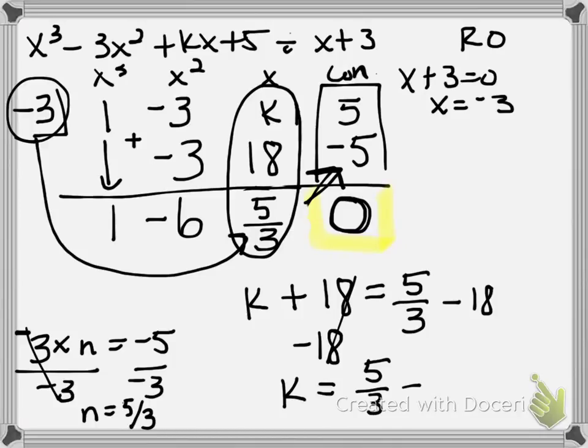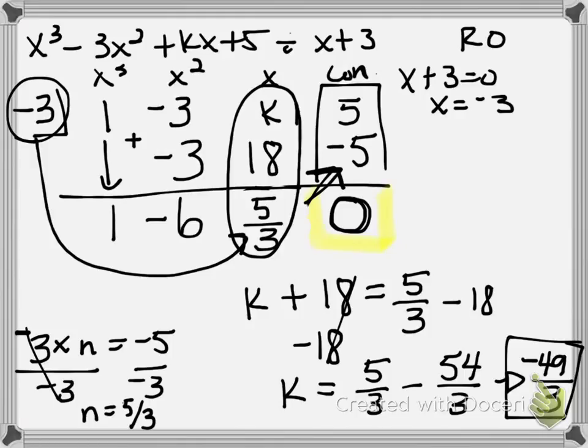So 5/3 minus, and now I'm going to have to get that over 3, so I get 54 there. So 5/3 minus 54/3 ends up giving me negative 49/3. So that is what k equals.